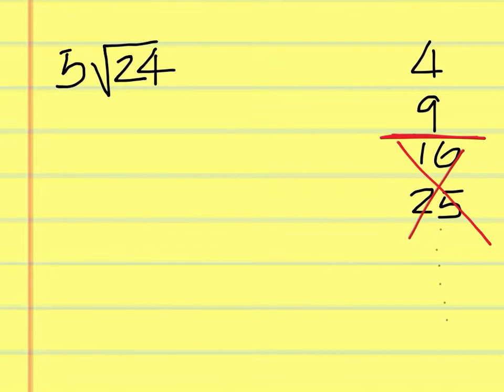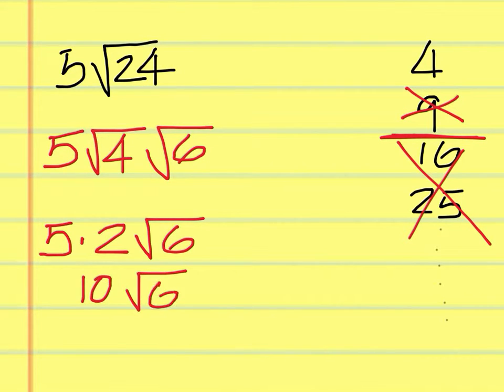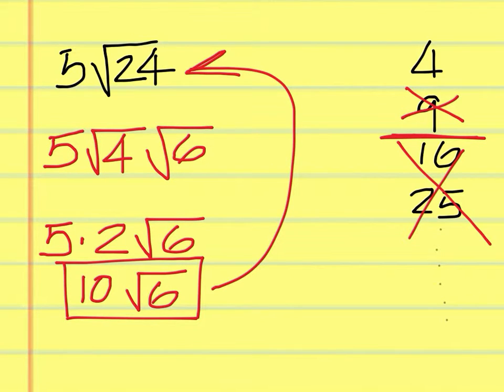Does 9 go into 24 evenly? No. What about 4? Yeah, so we keep the 5 that's already there and write square root of 4 times the square root of what? 6. Keep the 5, and the square root of 4 is 2. So 5 times 2 is 10. 10 square root of 6 is the simplified version of 5 square root of 24.